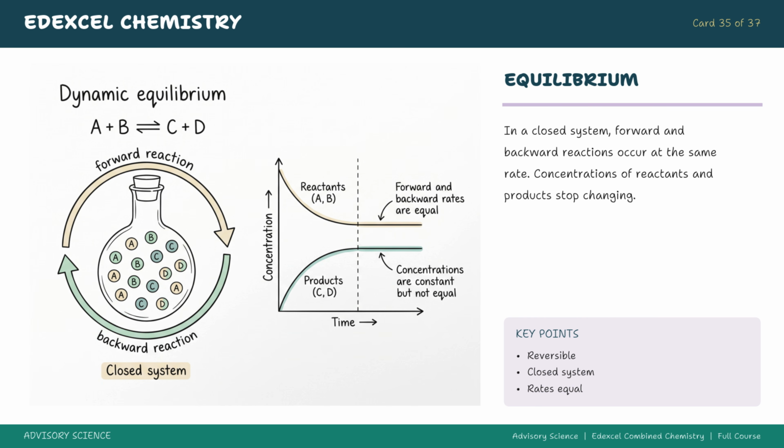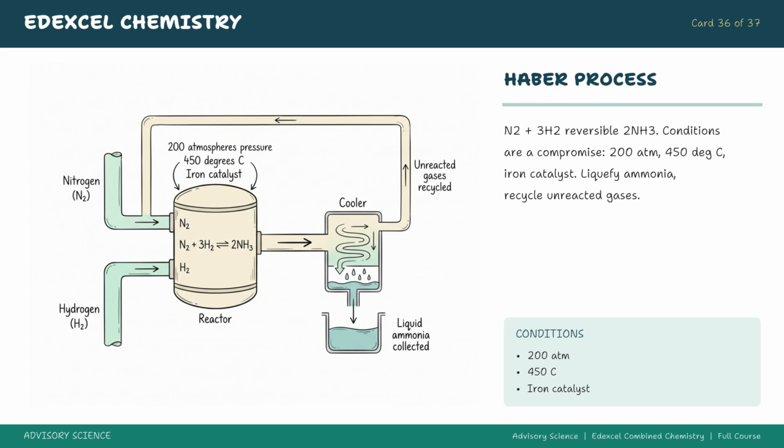The Haber process. The Haber process makes ammonia from nitrogen and hydrogen. Nitrogen comes from the air and hydrogen from natural gas. The reaction is reversible. Nitrogen plus hydrogen makes ammonia with a double arrow showing it can also go backwards. The conditions are around 450 degrees Celsius, 200 atmospheres, and an iron catalyst.